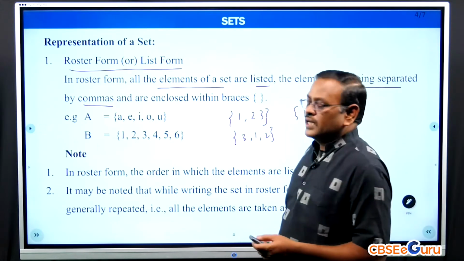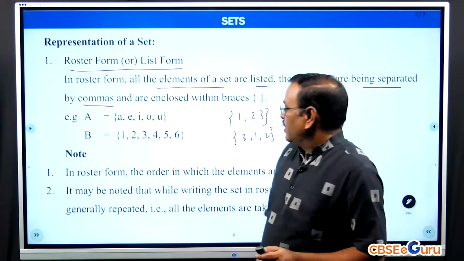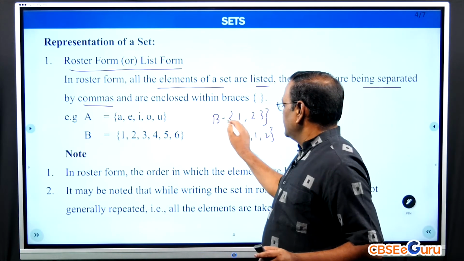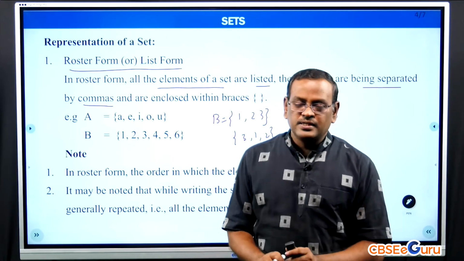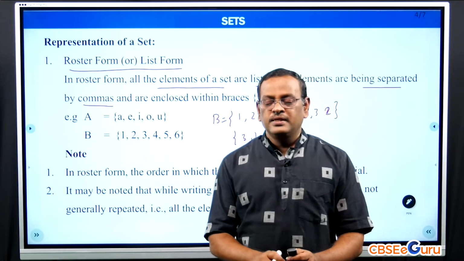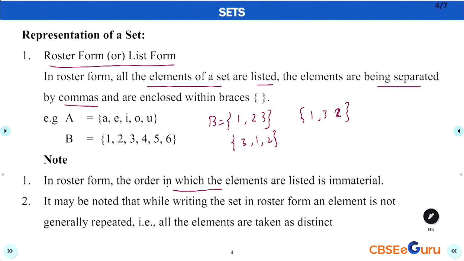See, for 3 numbers we can arrange in 6 ways, but all the 6 arrangements are denoted by the same capital letter B. The reason is, order is immaterial in a set. This is a very important note. In roster form, the order in which the elements are listed is immaterial. For example, {1, 2} and {2, 1} are equal only. Both are not different, both are the same.